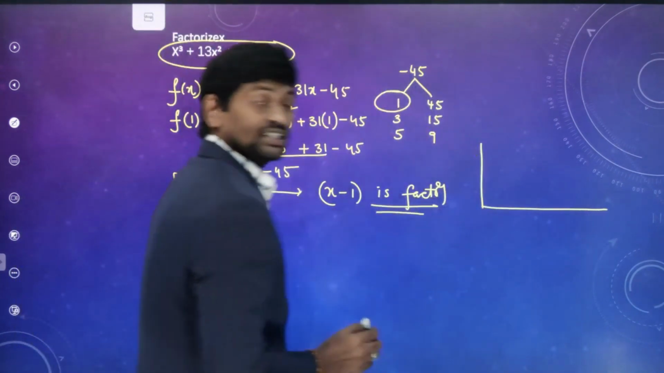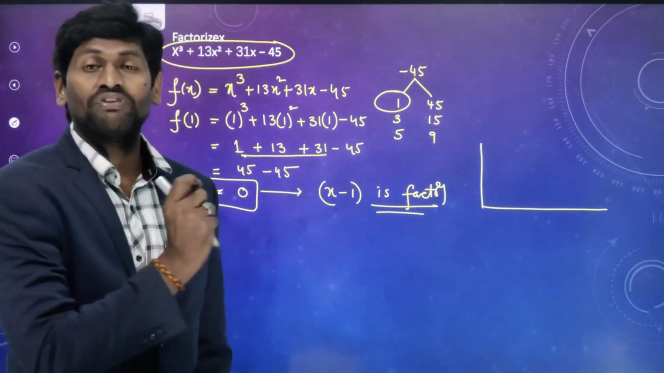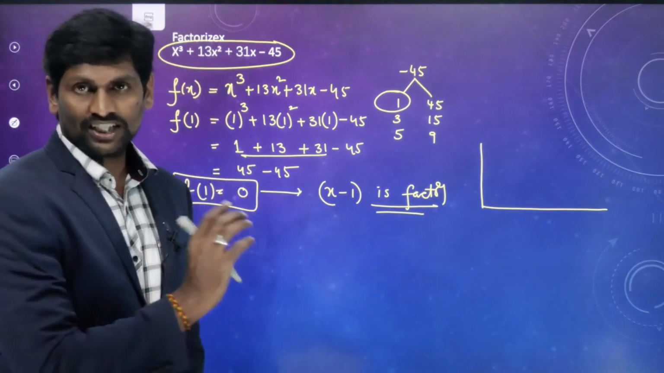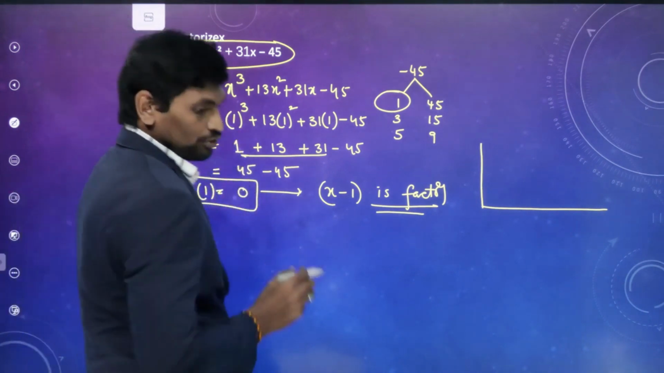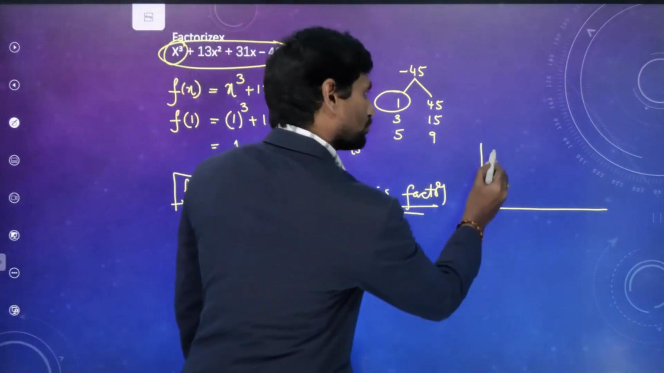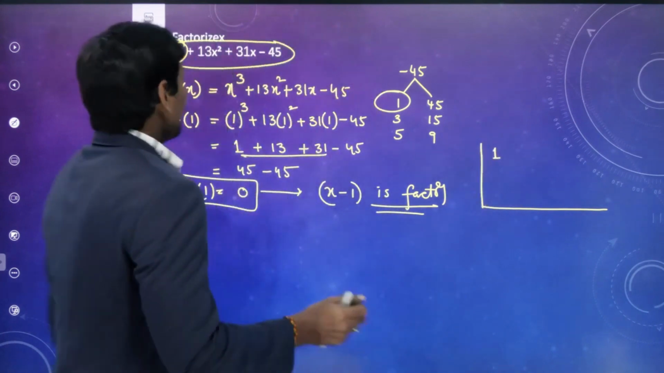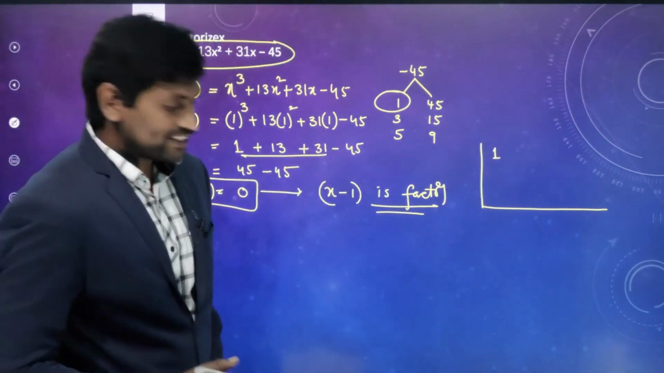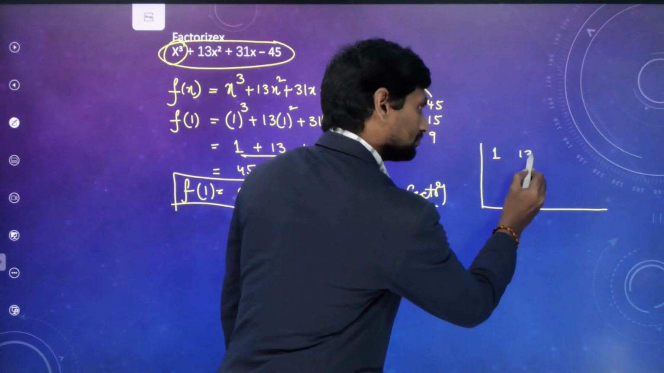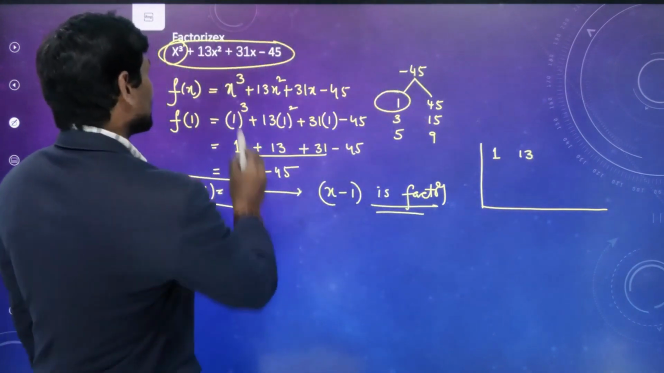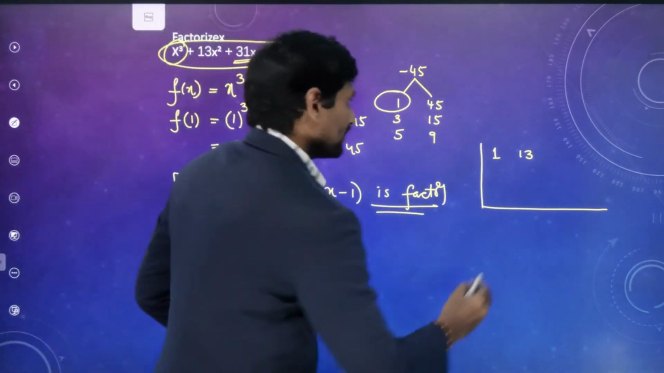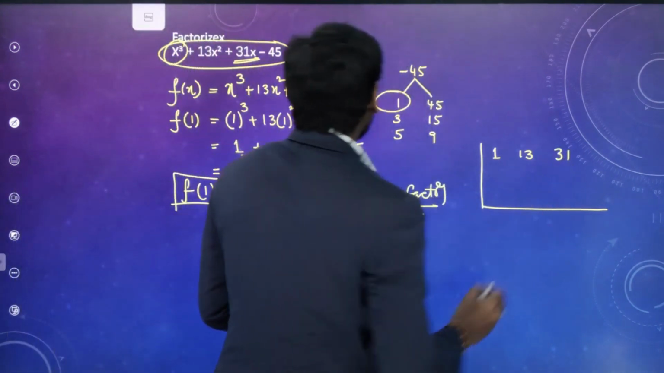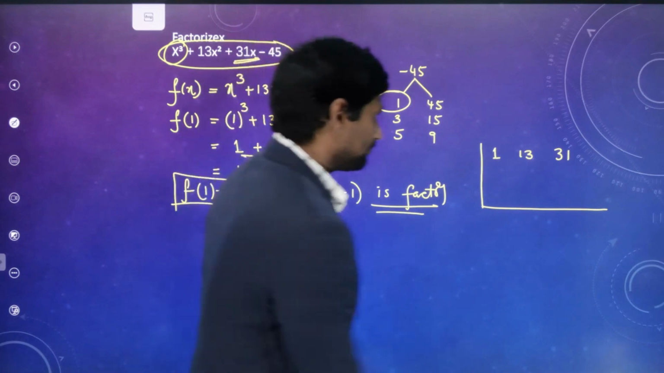For doing synthetic division, we need to write the coefficients of the variables and the constant term as well. What is the coefficient of x cube? The coefficient of x cube is 1. The second term is the x square term, and its coefficient is 13. The third term is the x term and its coefficient is 31. Last, minus 45.